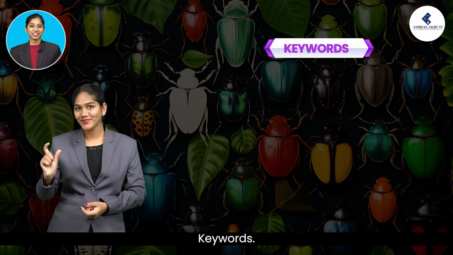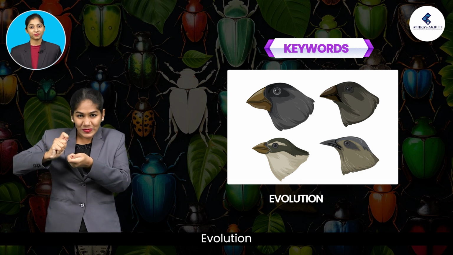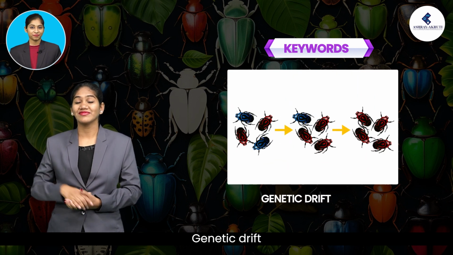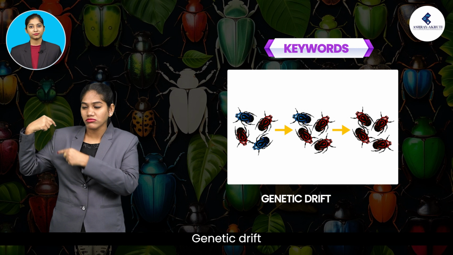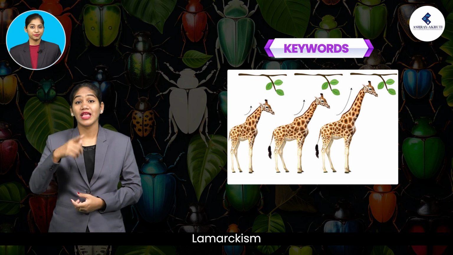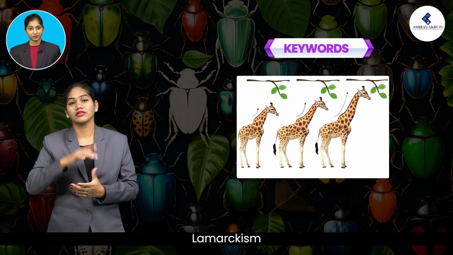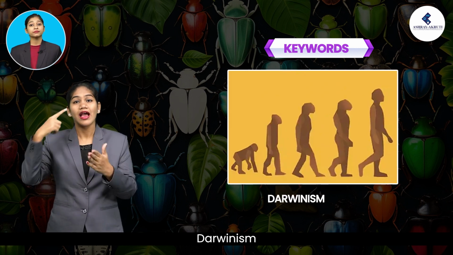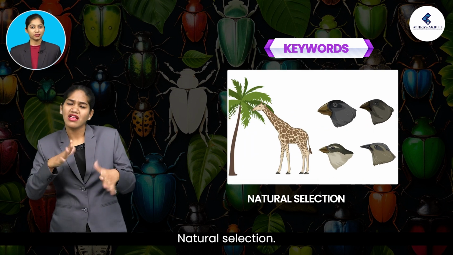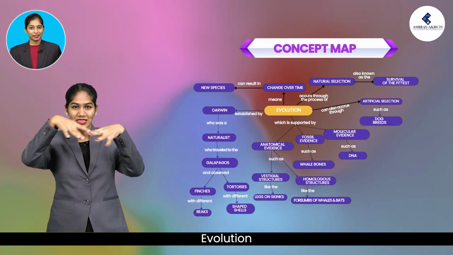Keywords: variations, evolution, beetles, genetic drift, Lamarckism, Darwinism, natural selection. Let us see the concept map on evolution.